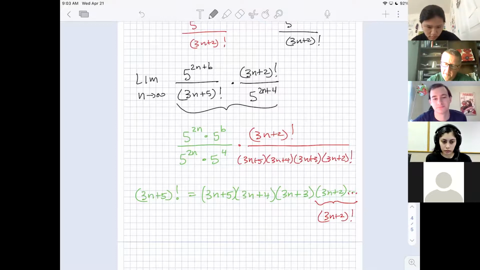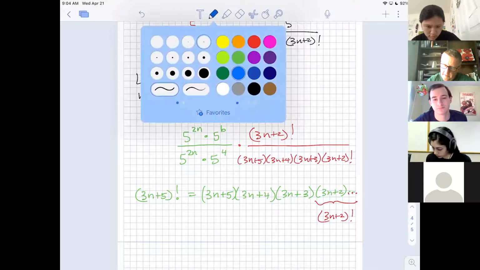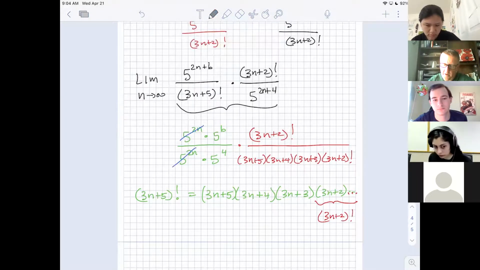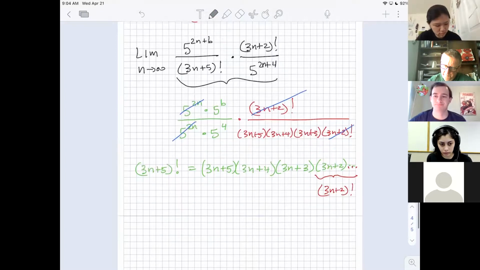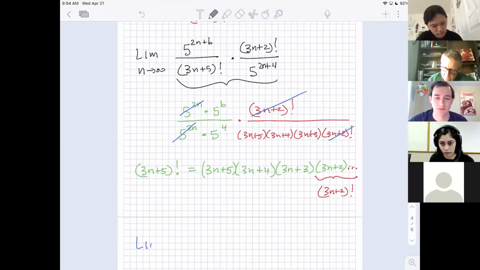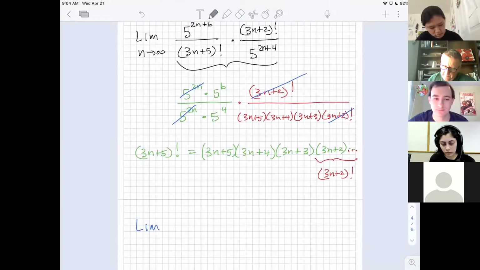And so now I'm in a position to cancel some stuff out. I can say, boom, boom, those are gone. They're identical, that's one. And all of this and all of that are gone. What happens to 5 to the 6th over 5 to the 4th? It just turns into 25. That's right, 5 squared or 25.